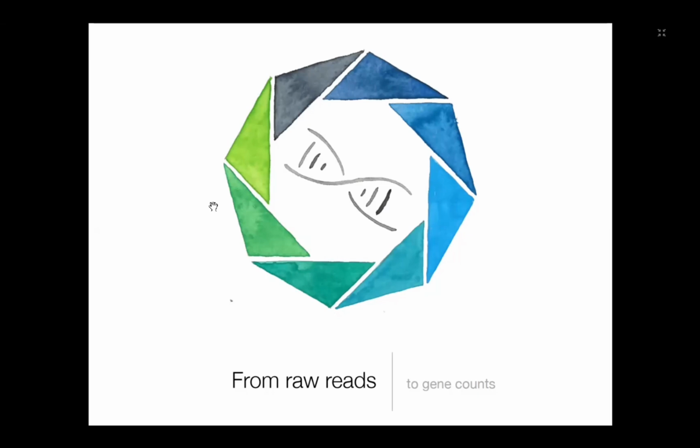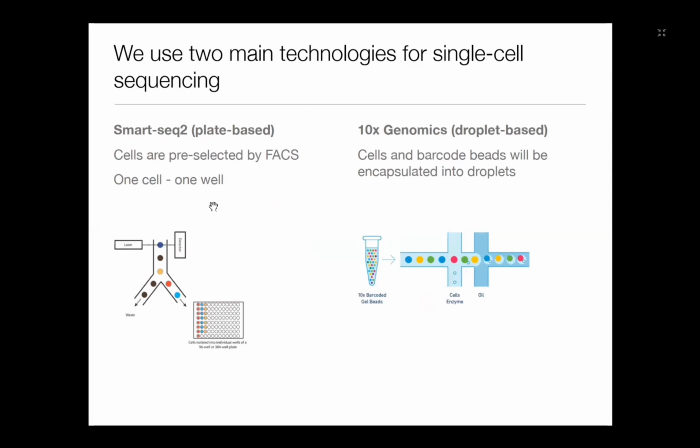How do we go from raw reads to gene counts? That's the recap of Andreas' talk. In our group, we mainly use these two technologies for single-cell sequencing: SmartSeq on the left side, which is plate-based, and 10x Genomics, which is the name of the company, a droplet-based sequencing on the right side. The difference, as you heard before, is that with SmartSeq, cells are pre-selected by FACS into wells. So one cell will be in one well, and we can process them individually in parallel.